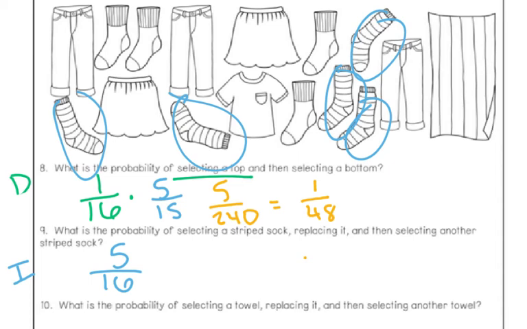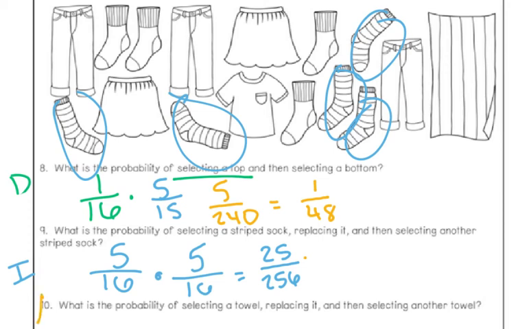For our second time, we're going to put that sock back in, and then we've still got 16 items in our clothing basket, and there are still 5 striped socks in the laundry basket. Multiply that, I have a 25 out of 256 probability of selecting a striped sock, replacing it, and then selecting another striped sock. I want you to go ahead and try number 10 all by yourself.